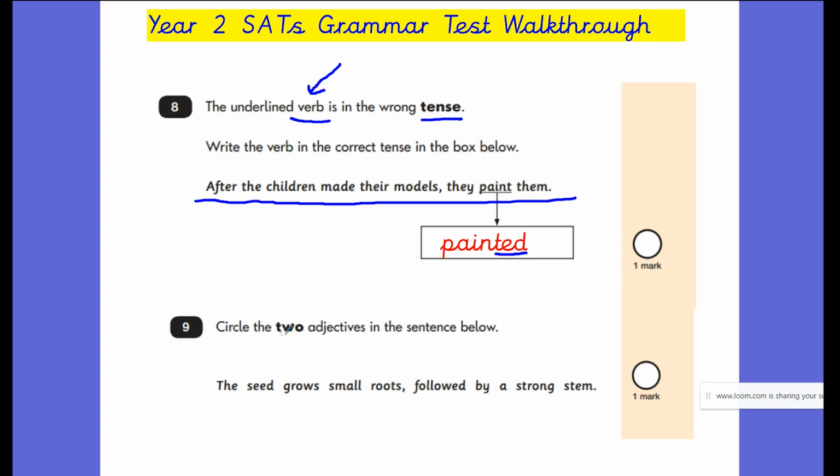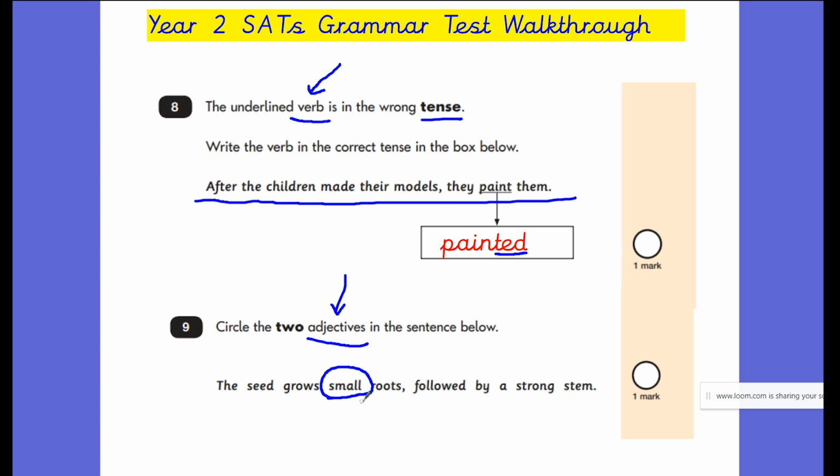Number 9, circle the 2 adjectives that are in the sentence below. Now, adjectives is the word class question. Adjectives are describing words. So which are the 2 describing words in this sentence below? So we've got, the seed grows small roots.